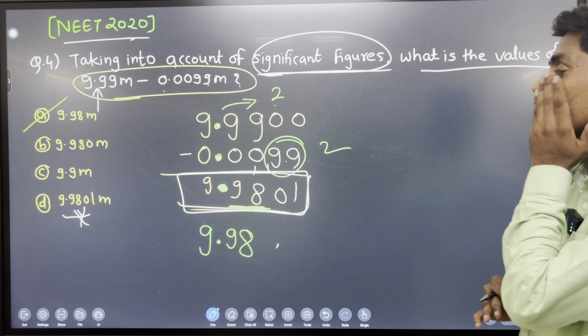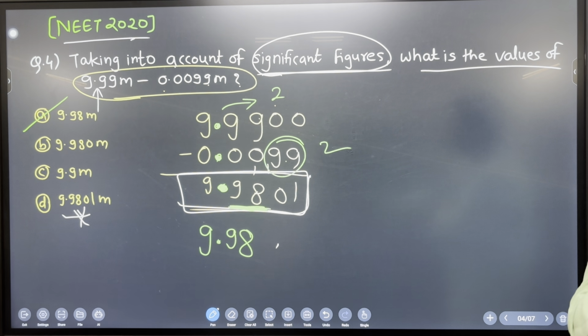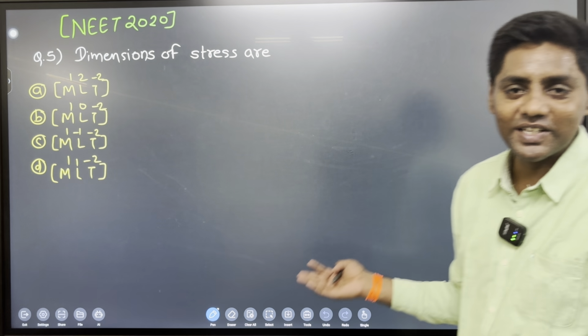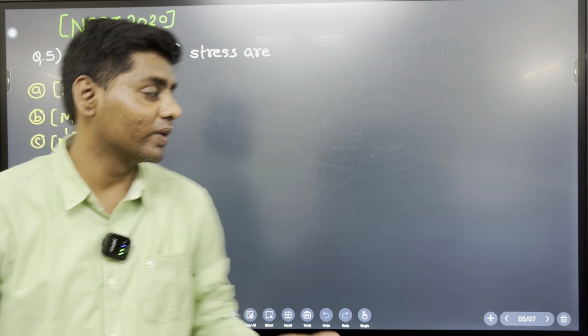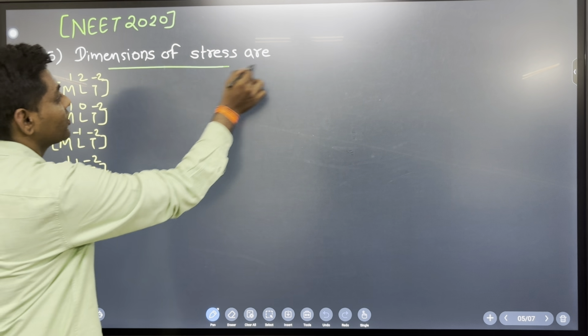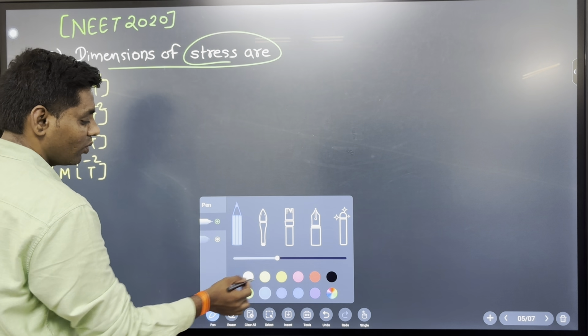So take the screenshot of the given example. Now we go for the next. The next question is बहुत easy है. NEET में इतना simple question पूछा उन्होंने. So what are the dimensions of stress? तो आपको पता होना चाहिए what is meant by stress.